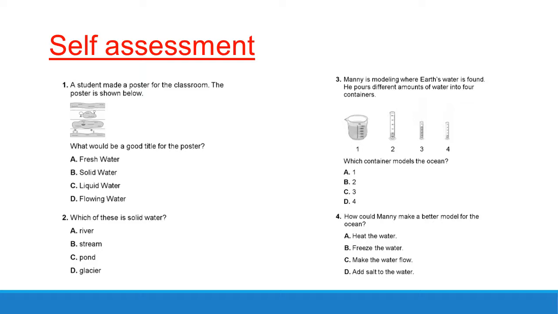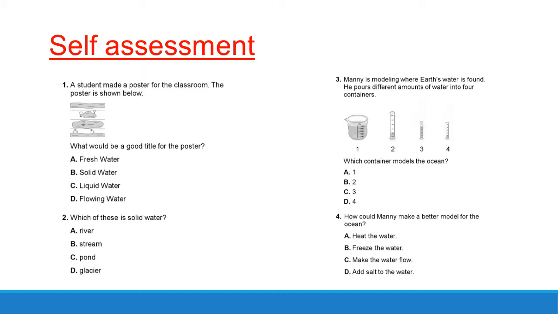Number 1, a student made a poster for the classroom. The poster is shown below. The student drew 4 pictures. So he wants to give it a title. What should be a good title for the poster? Fresh water, solid water, liquid water, or flowing water? Just look at the pictures carefully and see which one matches with all the pictures here.